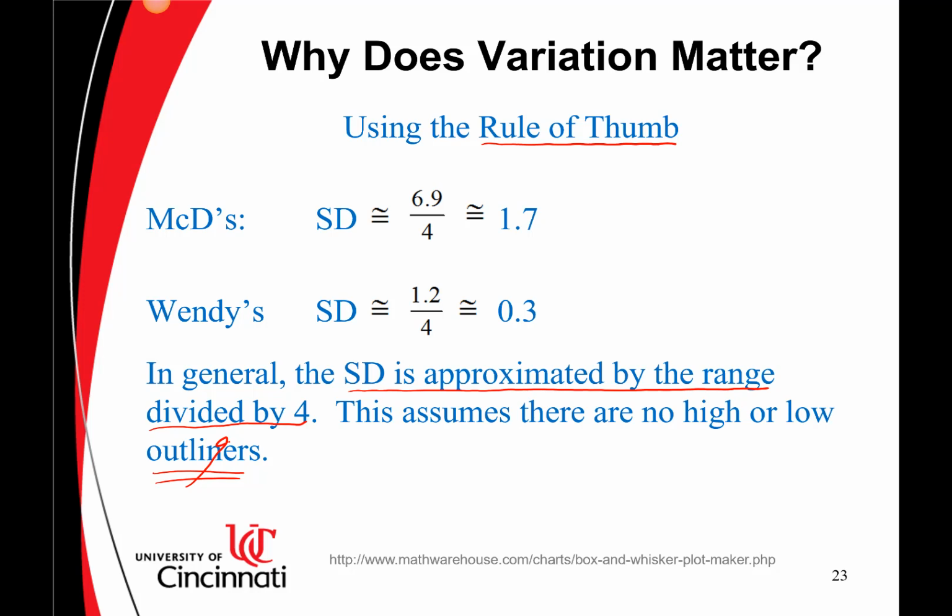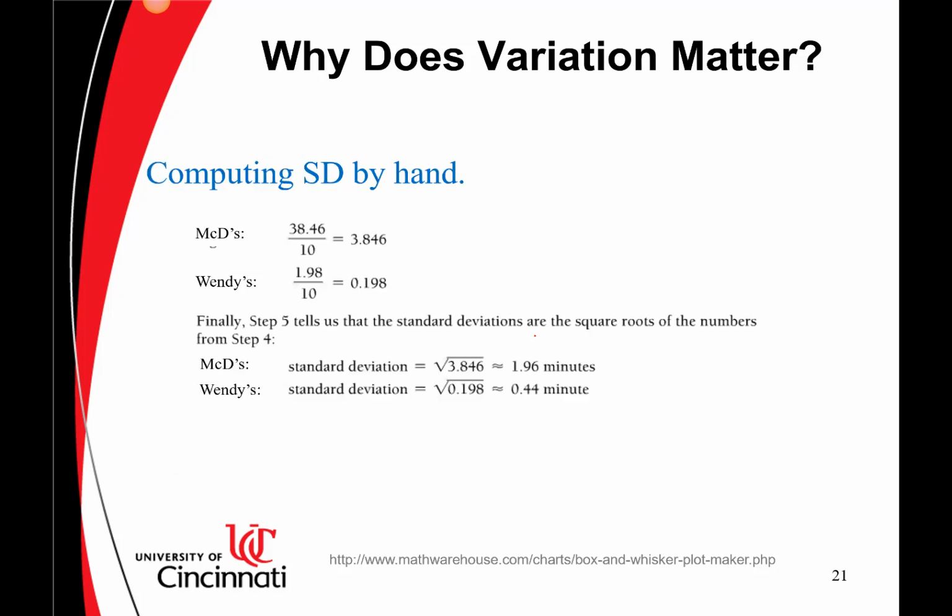If we take a look at the information we were working with on the wait times at McDonald's versus the wait times at Wendy's, the range on the McDonald's was 6.9 minutes divided by 4. The range on Wendy's was 1.2 divided by 4. And if we compare these two, remember the 1.7 and the 0.3. Now remember we kind of guesstimated that this would be about 1.7 and this would be about 0.3. Do those exactly match? No.